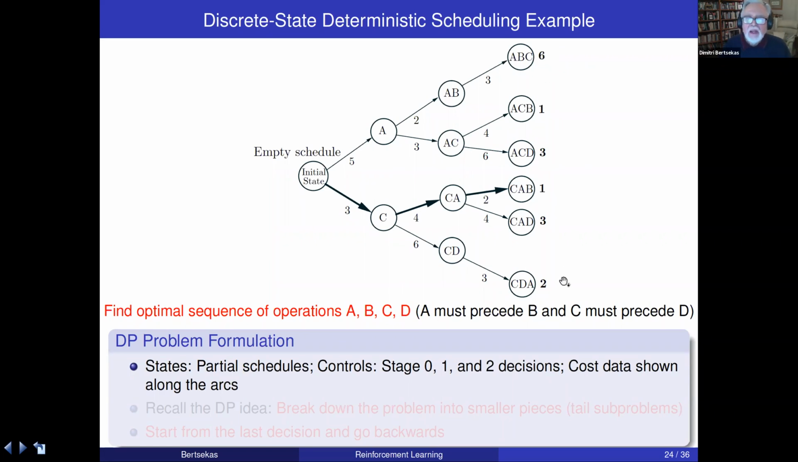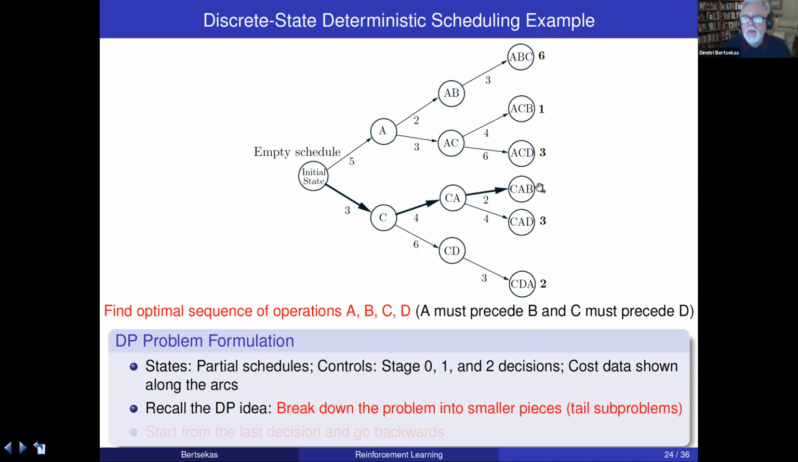Okay. So the circles are the states. The arcs are the controls. The numbers are the costs, terminal costs and intermediate stage costs. And we want to find a schedule that starts from the initial state and ends up in some terminal node, and we want to find one that is optimal, has a minimum sum of numbers, okay? So that's our dynamic programming problem.